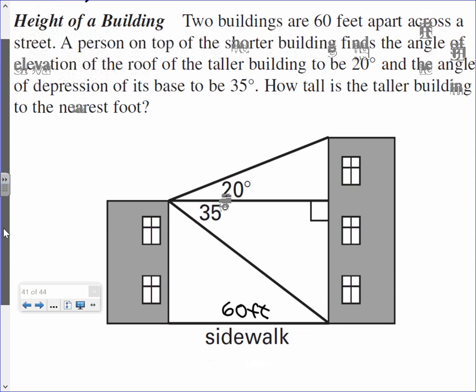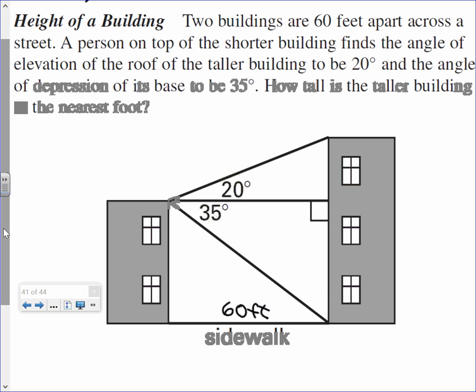A person on top of the shorter building finds the angle of elevation. So here's Mr. Mungia again with his cup of coffee on top of this building. Mr. Mungia and all of his adventures with his coffee. He's looking, angle of elevation means I'm looking up, elevating, so it's a 20 degree angle here, my line of sight to the top of the building. And they call it an angle of depression. That means I'm looking down. If I look down from my line of sight, this is an angle of depression. That's 35 degrees downward to the bottom of the building.